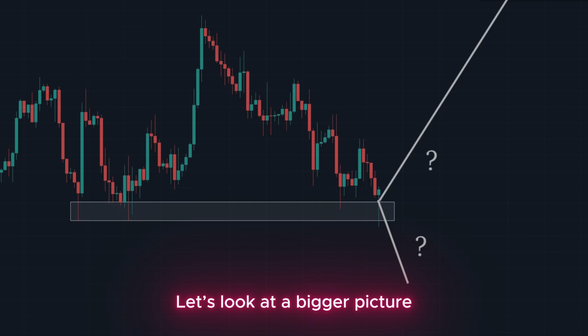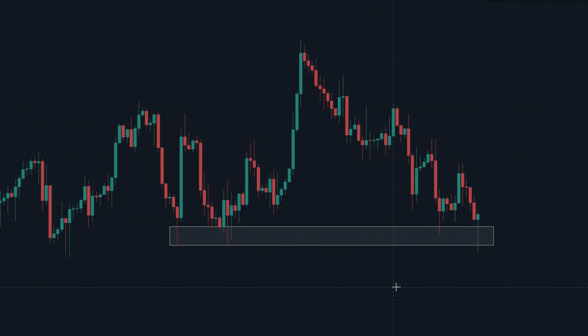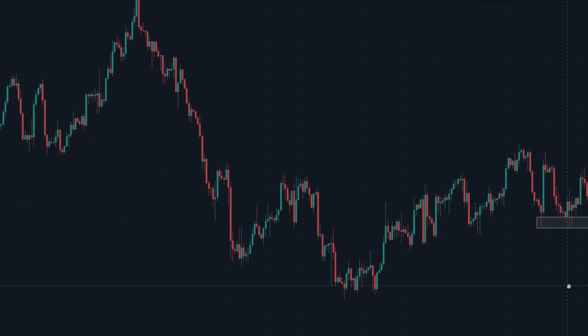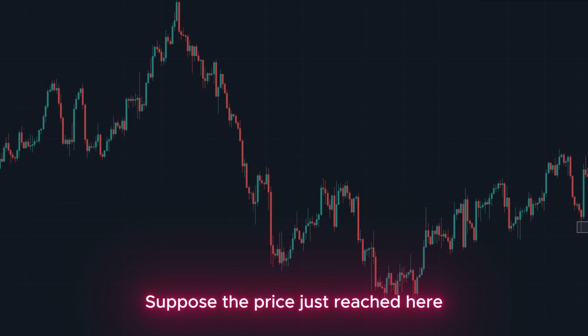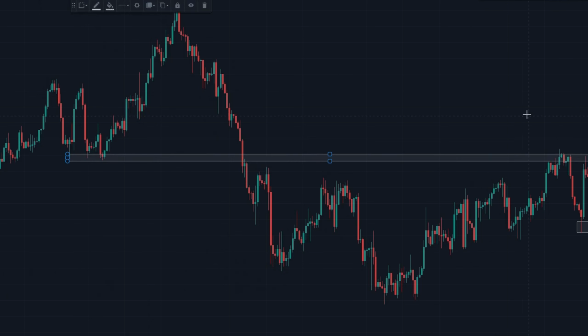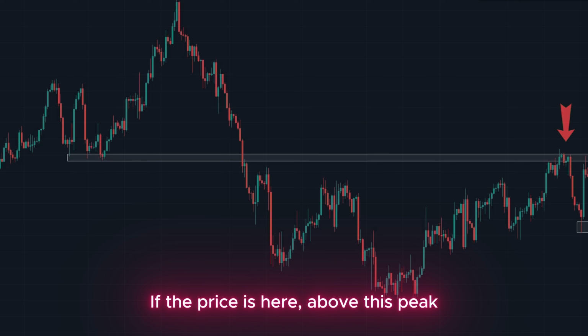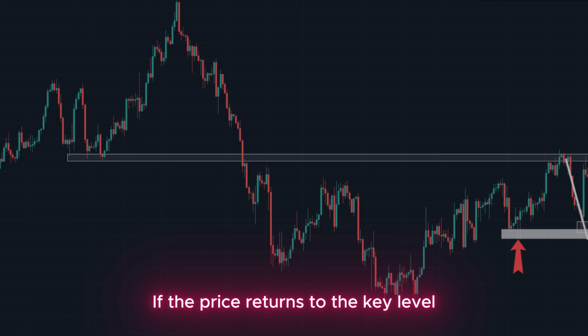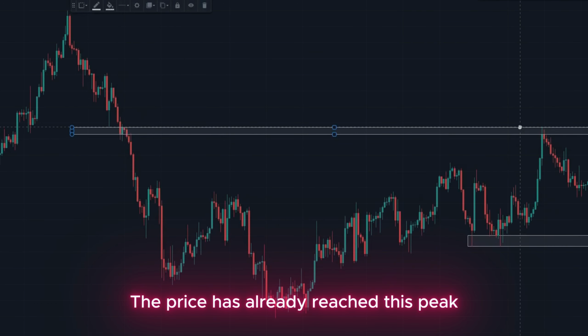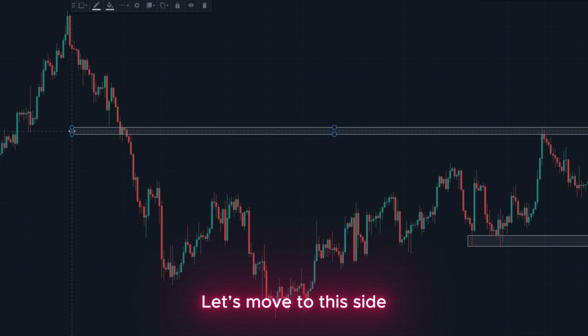Let's look at a bigger picture. An even larger one. Suppose the price just reached here. If the price is here, above this peak, and it retraces to this low, if the price returns to the key level, like in the previous case, then we'd be uncertain. But currently, the price has already reached this peak. Let's move to this side.